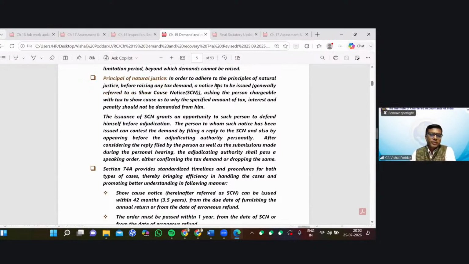Principle of natural justice. In order to adhere to the principle of natural justice, before raising any demand, a notice is issued which is called a show cause notice.